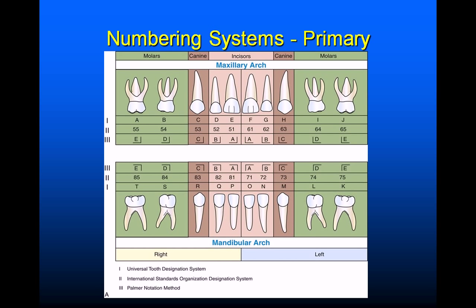On this slide is one of the diagrams that you're receiving in class. This one is specifically for primary teeth. Remember, primary dentition has 20 teeth. There's a little key at the bottom here. So when you look at line 1, Roman numeral 1, that's referring to the universal tooth system. Roman numeral 2 is referring to the FDI system, and Roman numeral 3 is referring to Palmer's notation.